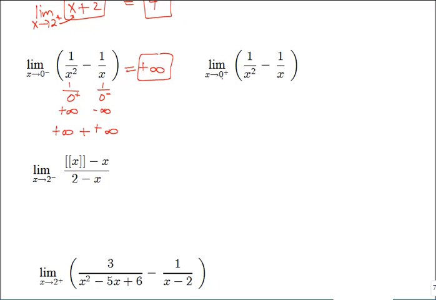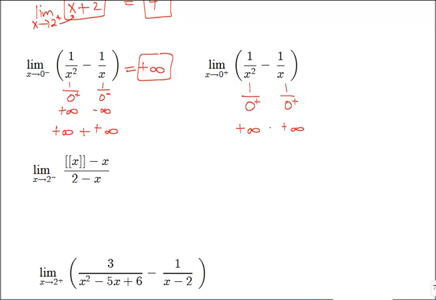Now what happens if we plug in 0 from the right-hand side? So if I plug in 0 from the right-hand side and I square that, it's going to stay 0 and it's going to stay positive because of the square. And 1 over 0 through positives goes to positive infinity. If I plug in 0 through positives on this second fraction, then this is also going to be positive infinity.